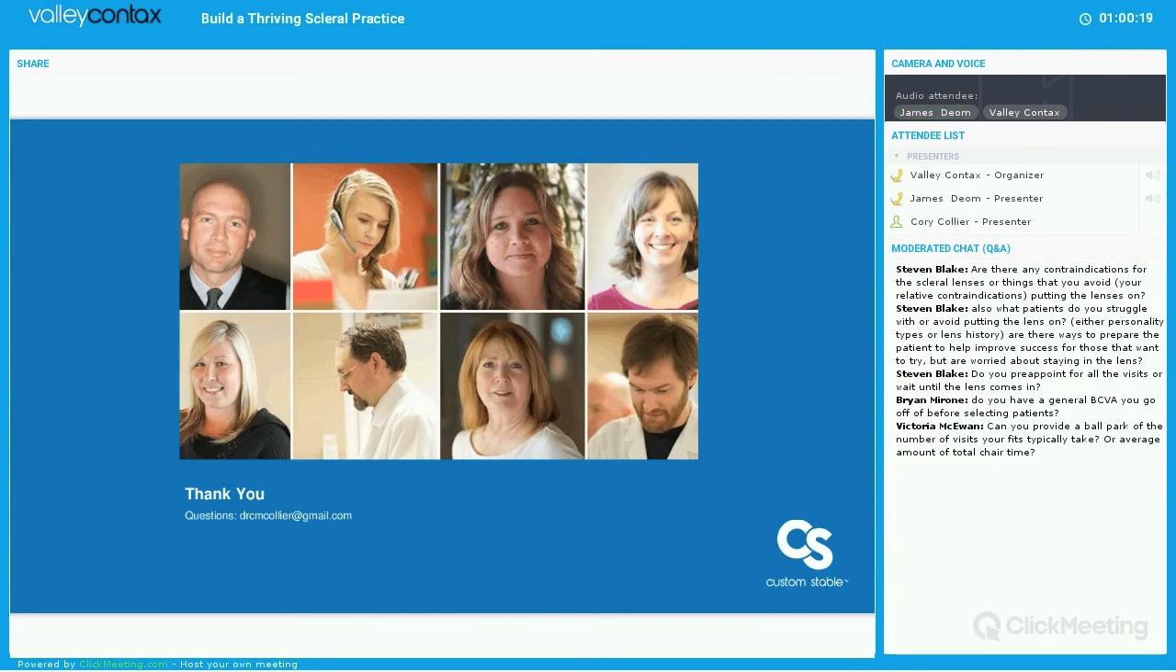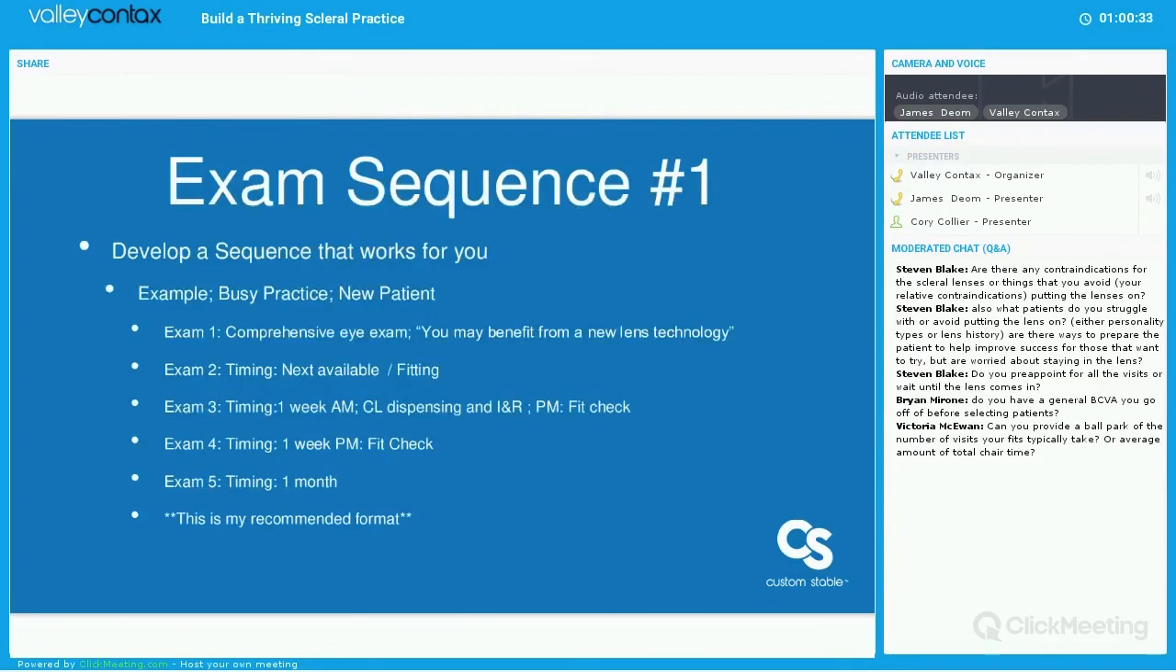So for me, I would say that my average number of visits falls somewhere in the 4 to 6 range for my actual finding a lens that works for the patient and them being happy with it and finalizing a prescription. And so that would include, moving back to this slide, this comprehensive eye exam, initial fitting, dispensing that first lens.